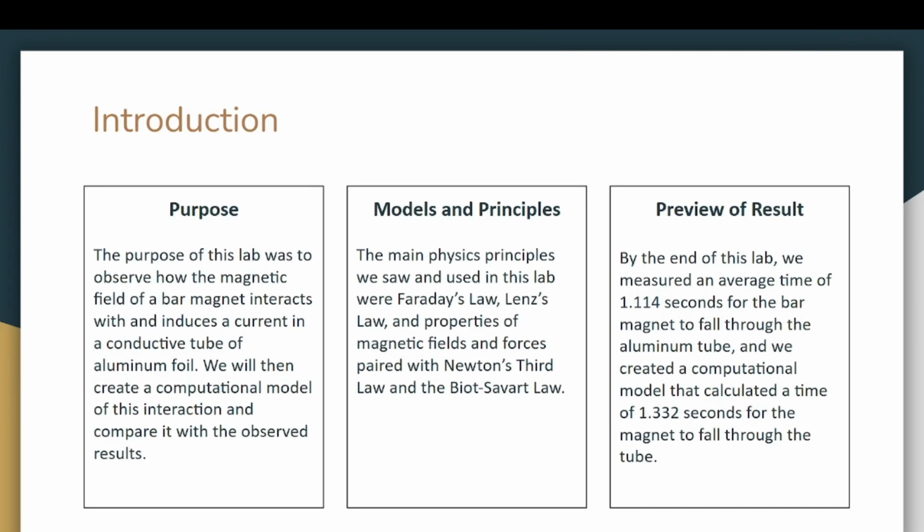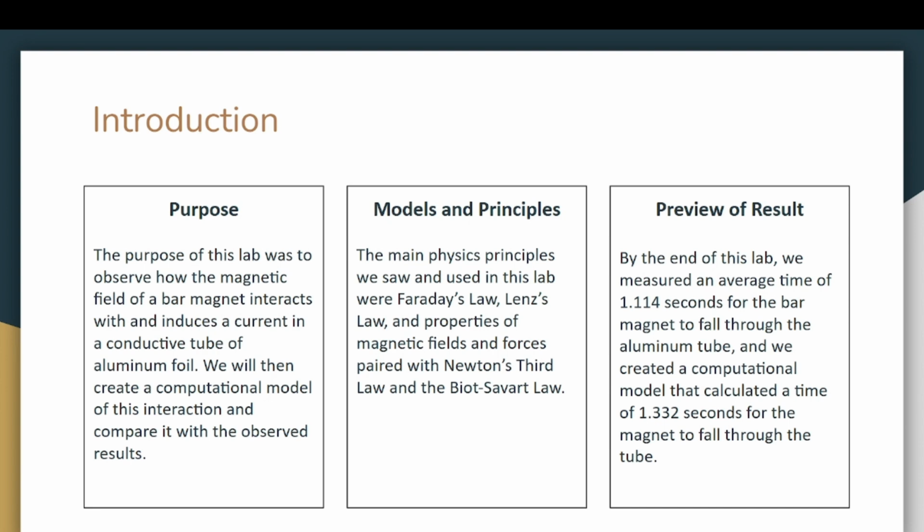For the introduction, the purpose of this lab was to observe how the magnetic field of a bar magnet interacts with and induces a current in a conductive tube of aluminum foil, and then we created a computational model of this interaction to compare it with the observed results. The main physics principles we used in this lab were Faraday's law, Lenz's law, and properties of magnetic fields and forces paired with Newton's third law and the PHYS2212.